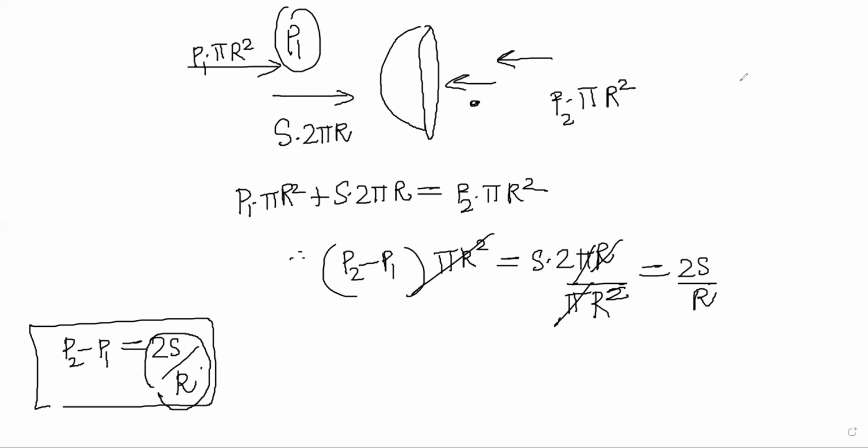If it's a small drop, the pressure difference between inside pressure and outside pressure will be quite high, because the radius is small, so 2S by r is large. If it is a bigger drop, then the difference in pressures is not so high. So he's saying the pressure inside the surface is greater than the pressure outside the surface by an amount of 2S by r.